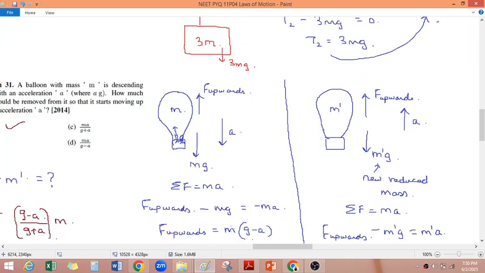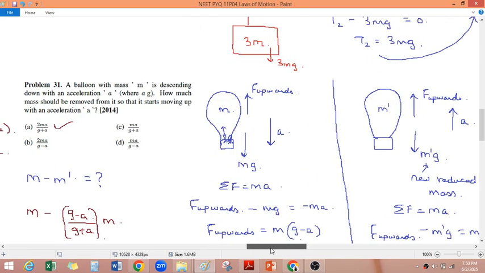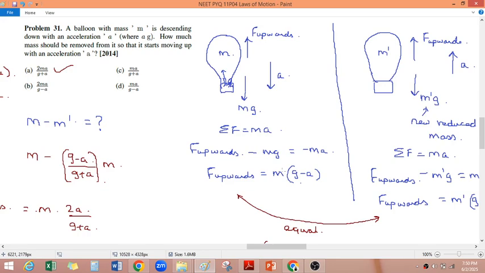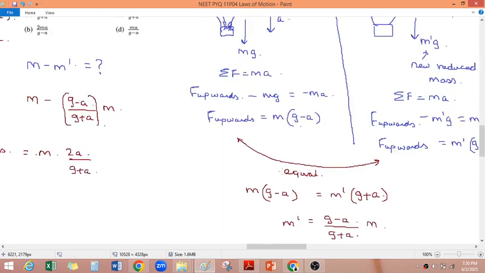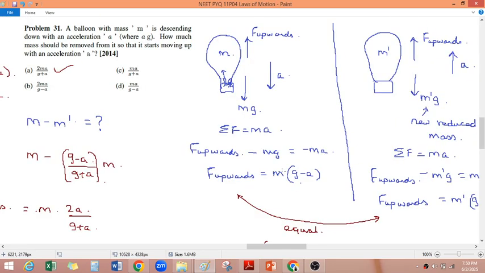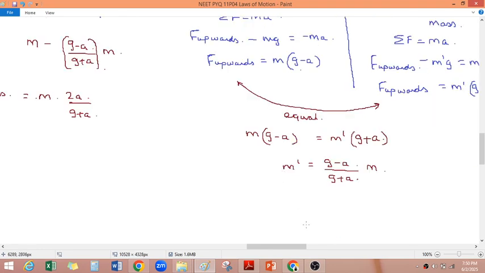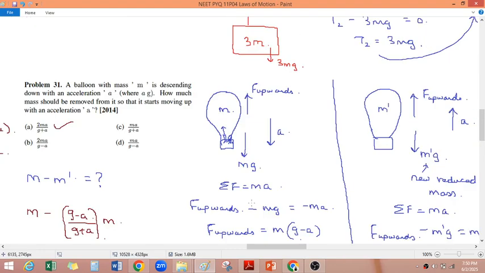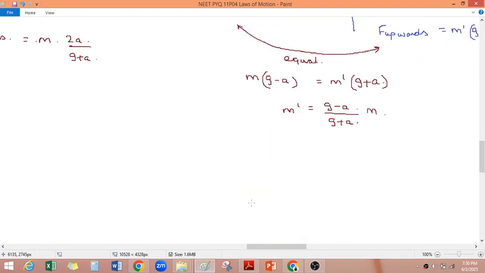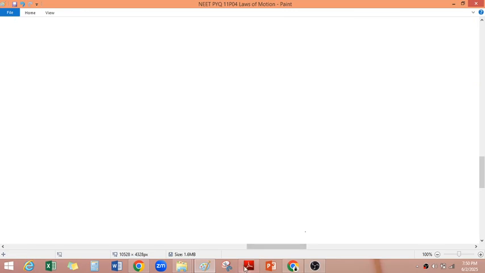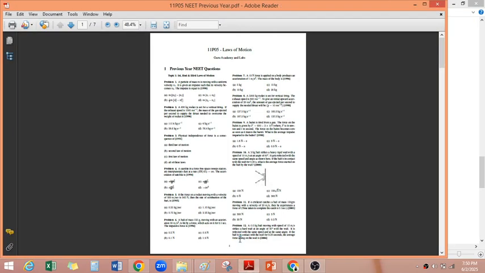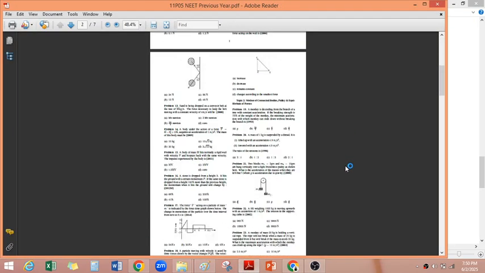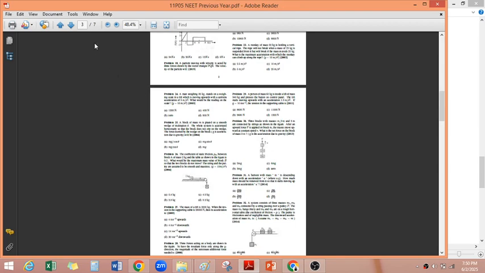In the last class, I think we did up to question number 31, so we can continue from there. 31. So I've been telling you sigma F is equal to ma, right? Again and again we keep using that. It's the most important formula, I would say. So, 31.